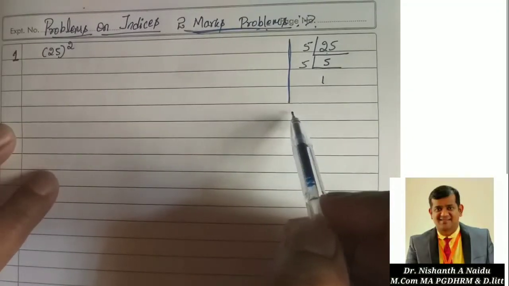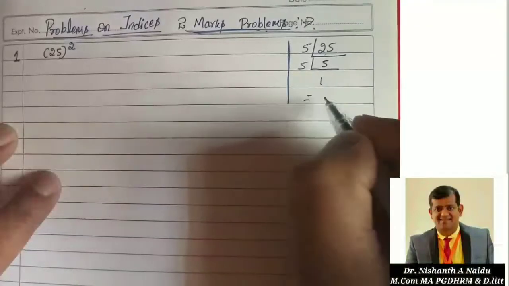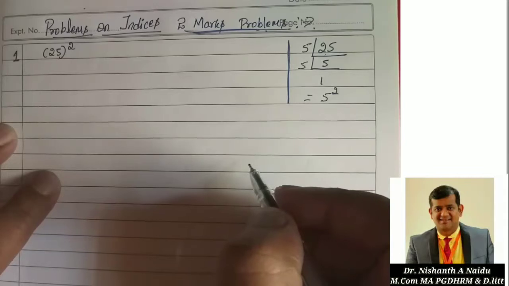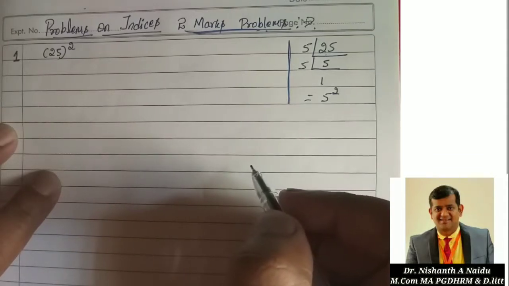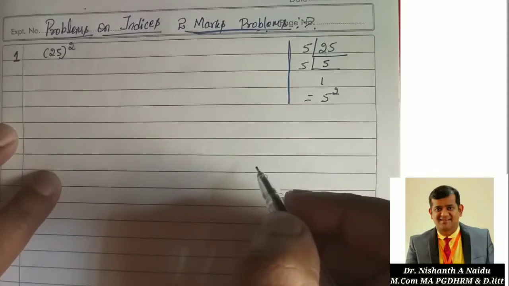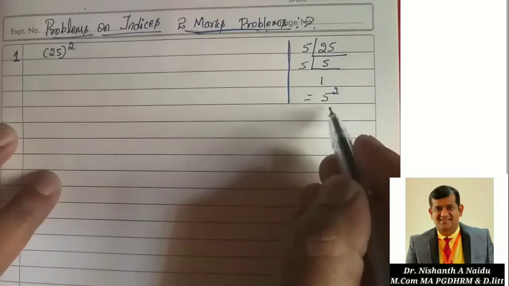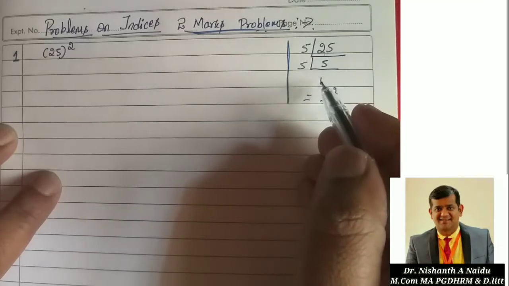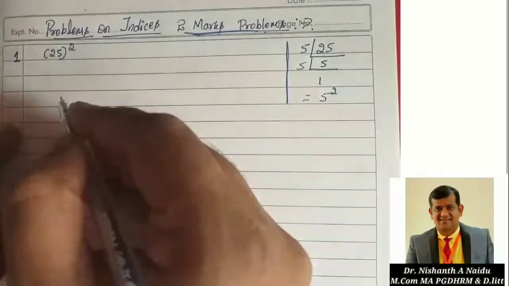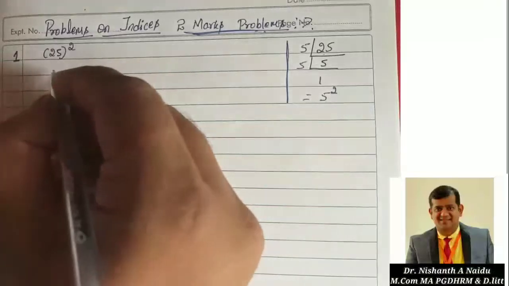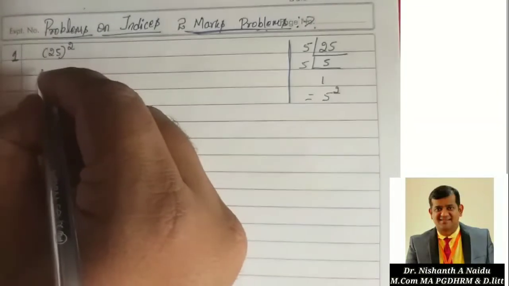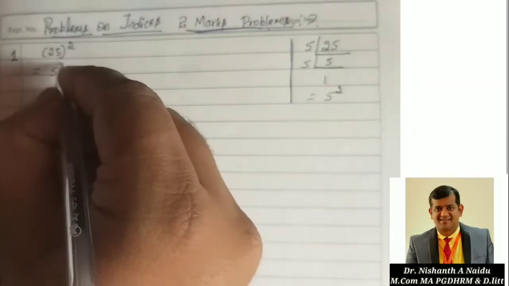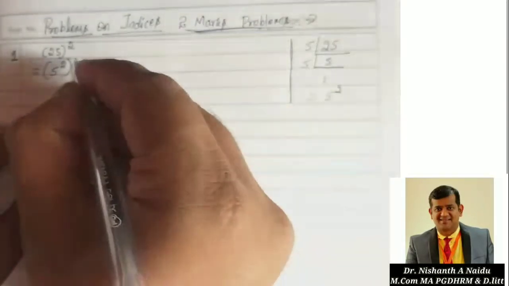When we get 2 fives, that means if you convert it, that is 5 to the power of 2. So now you understood how to take LCM. Now your answer for 25 to the whole power 2 is equal to 5 to the power of 2 whole power 2.